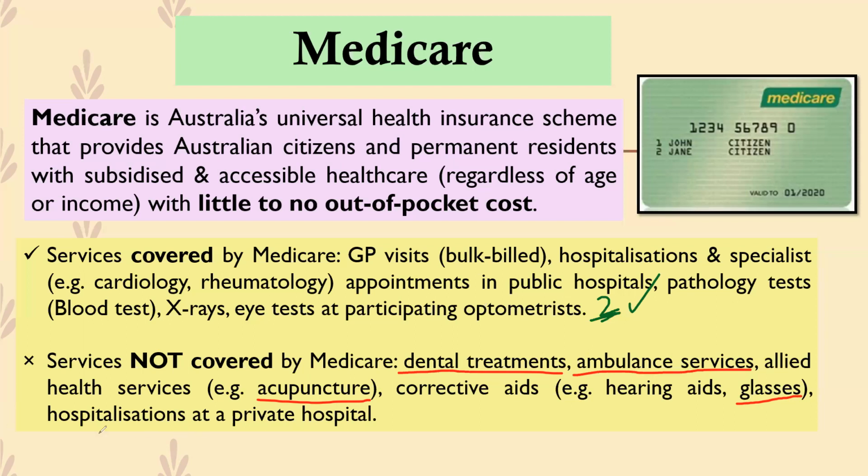Okay, and like I said before, hospitalizations at a private hospital, Medicare only ever covers the public health side of things. So private hospitals, private medical clinics are not covered. So again, hospitalizations at a private hospital are not covered. Now, in your answers, guys, be very careful. If you just write services not covered by Medicare, hospitalizations, full stop, and you don't specify whether it's at a private or public hospital, I can't give you the mark for that. That's going to be automatically incorrect. You always need to specify, are we talking about private hospital or public hospital? Okay, so that's the idea.